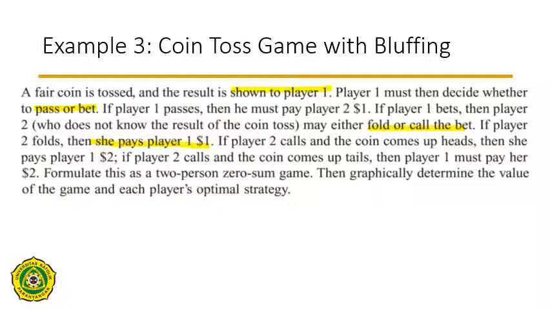If player 2 calls, then the result of the coin toss matters. If player 2 calls and the coin comes up heads, then she pays player 1 $2. If player 2 calls and the coin comes up tails, then player 1 must pay her $2. So I will give you a pause on this video to give you the time to really read this example carefully. I will return after the pause.